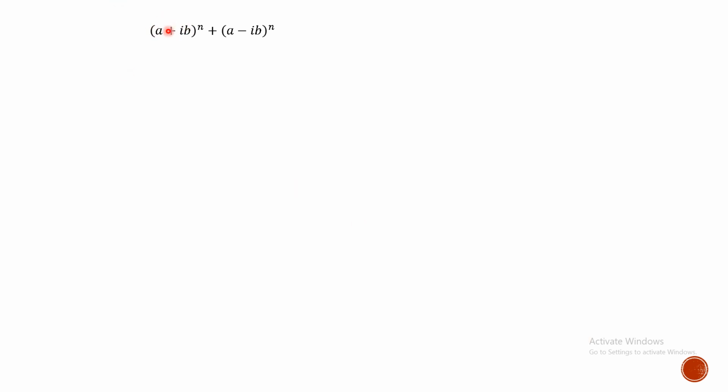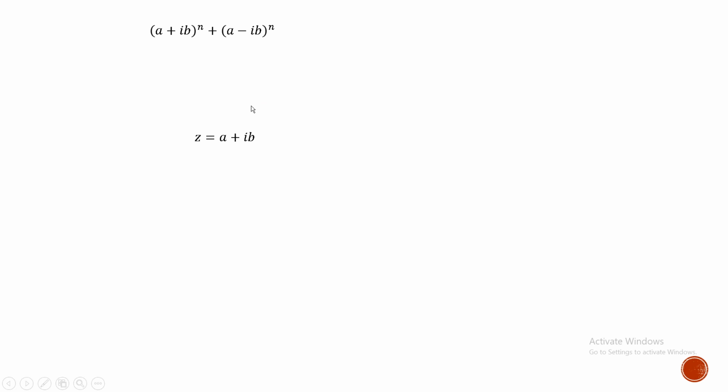First of all, to simplify this, we have to convert this complex number into its polar form. So let us do this: we treat this complex number, whether it is a plus ib or a minus ib, whatever it may be. First we select this complex number, name it z, and convert it into polar form. How to convert it into polar form?